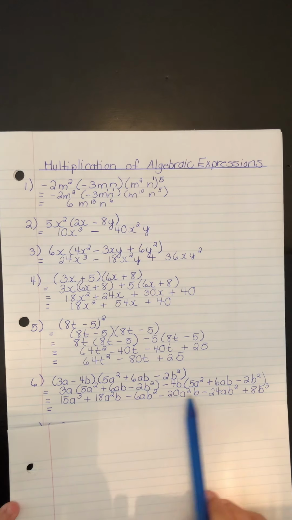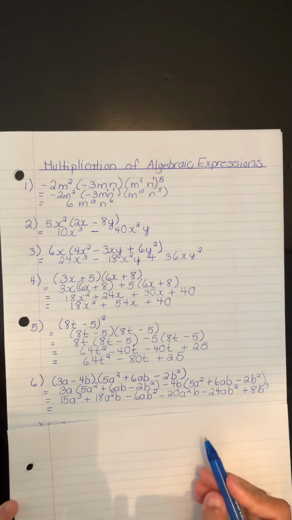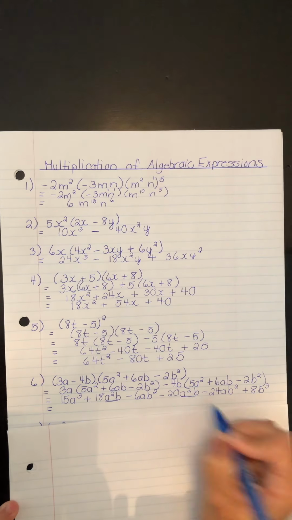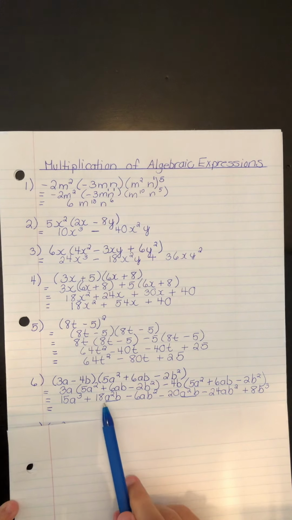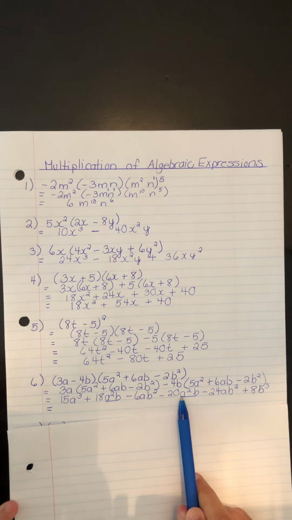Okay, so we ended up with this, and now of course we're looking for like terms. So we can see here, I think, a squared b on these 2 terms. So we collect them. So we have 18 of them and negative 20 of them. So that will give us negative 2 of them.